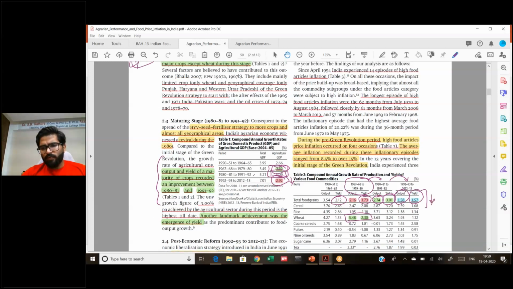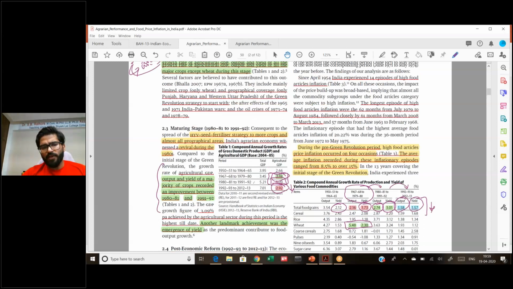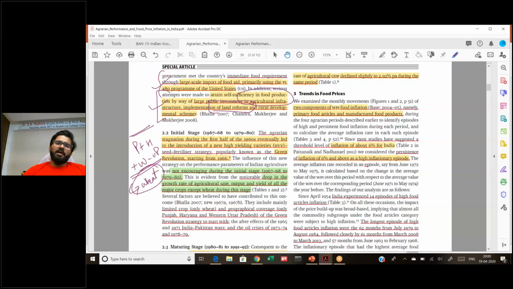But at the same point of time, we'll talk about the fact that the inflation is much lower. Now, coming to the trends in food inflation. The trends in food inflation are measured through two components of WPI. What are these two components?